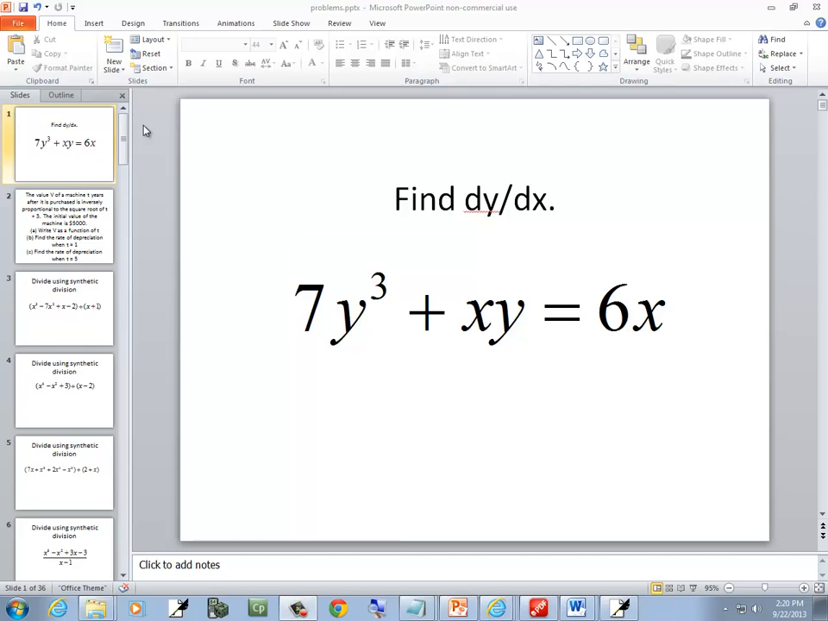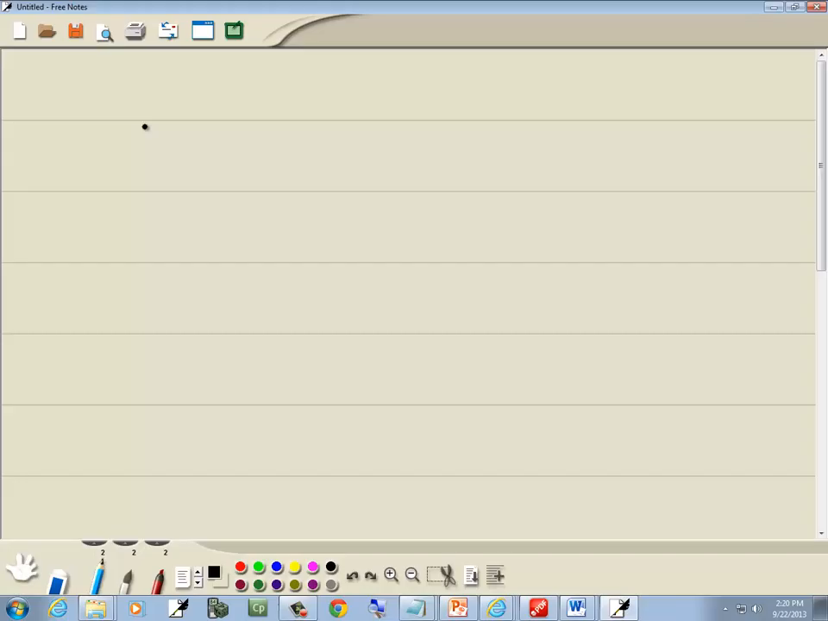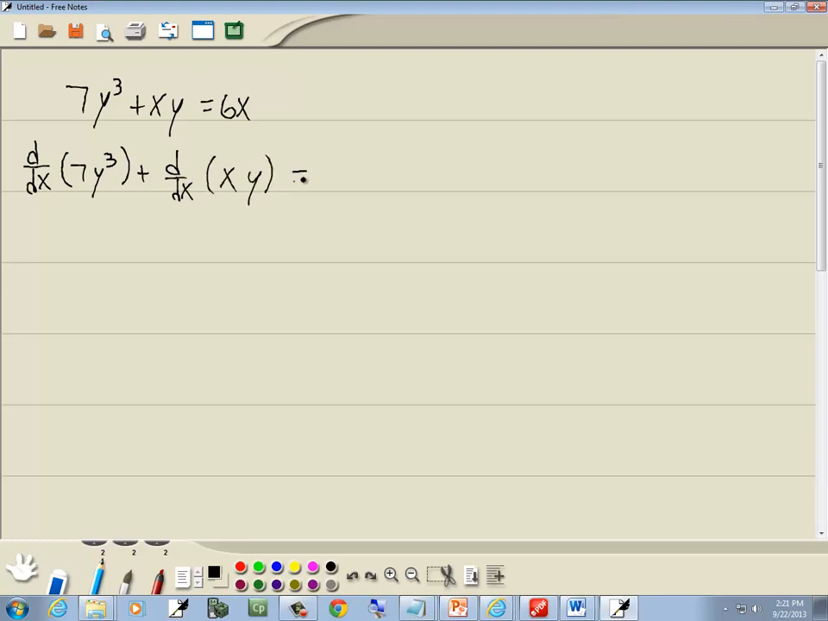Let's take a look at this problem. We're going to find dy/dx, the derivative of y with respect to x. We've got 7y to the third plus xy equals 6x. Well, we'll take the derivative of everything where it's sitting. So we'll take the derivative of 7y to the third with respect to x, plus the derivative of xy with respect to x, and the derivative of 6x with respect to x.